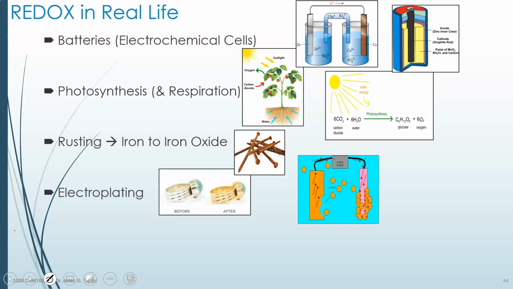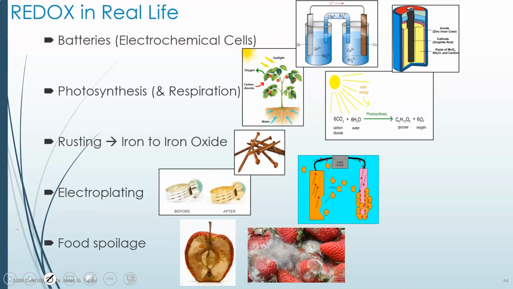Electroplating is very similar to batteries. It's done in a different way. Instead of letting the reactions go on their own, you use electricity to drive the reaction backwards, but it's essentially making this reaction go the opposite direction as in a typical battery.